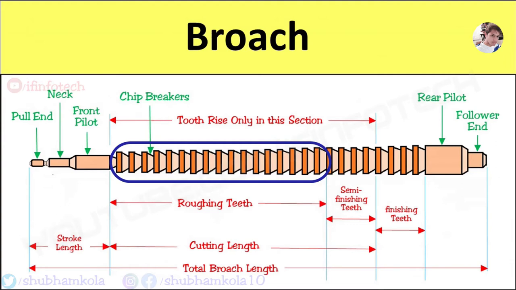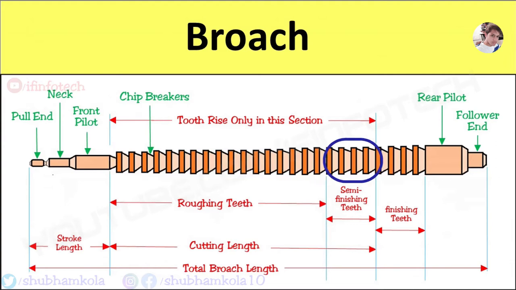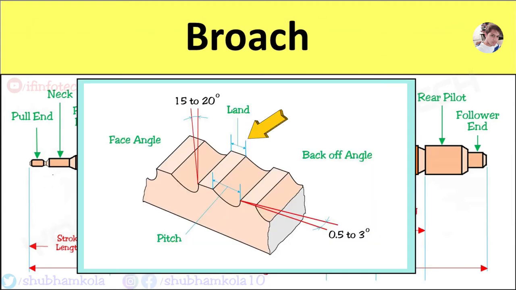Now here rough teeth remove major material, while semi-finished teeth provide smoothness while cutting. Here finishing teeth are of the same height, and provide finishing to workpiece. Next is land, it is the uppermost portion of a tooth. Next is back off angle, also known as clearance or relief angle, it prevents rubbing of land.